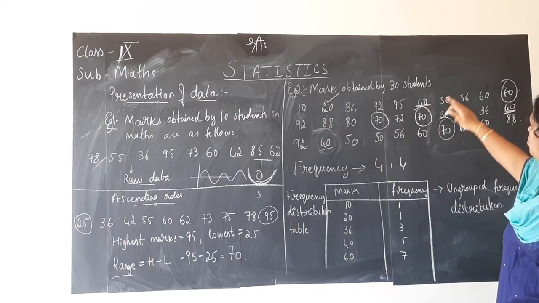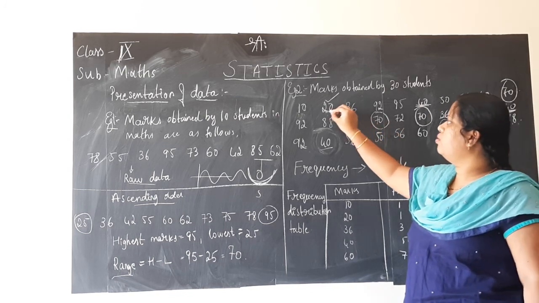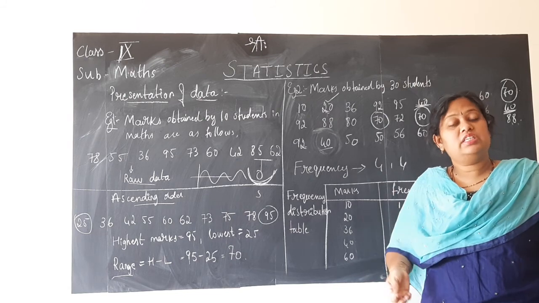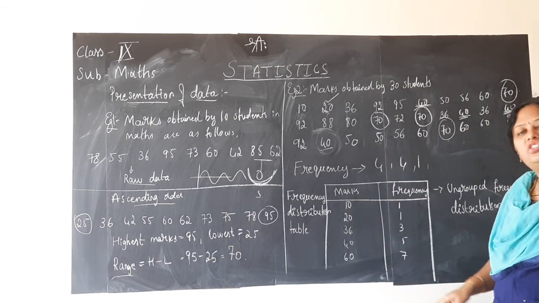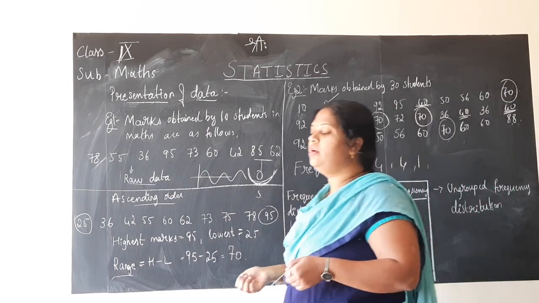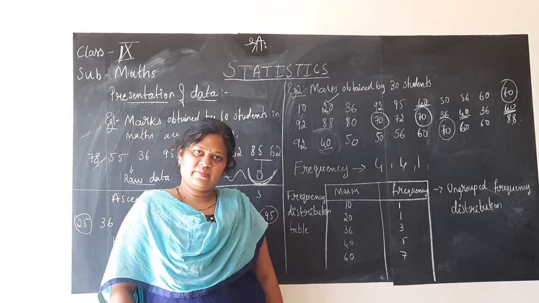20, 20, no. 20 marks are scored only by one student. So what is the frequency of 20? It is 1. Like this, children, the number of times a score is repeated gives its value of frequency.